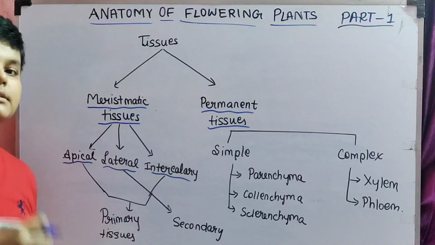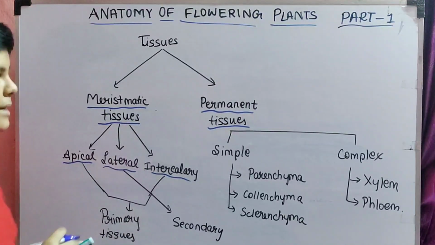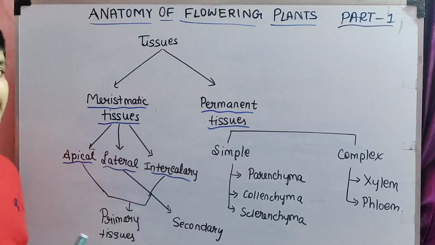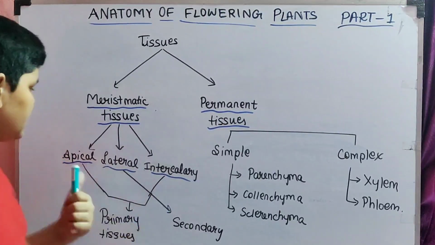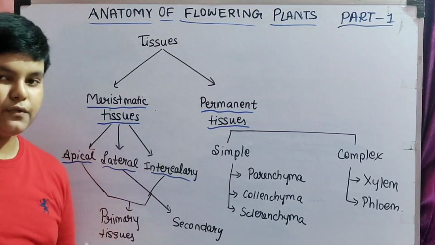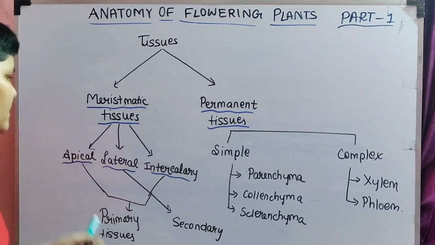Apical tissues are present in the tip, which helps in increasing the length. Second is called lateral, which helps most in secondary growth. And third one, we have the intercalary. Intercalary is used for increasing the girth or the width of the plant.